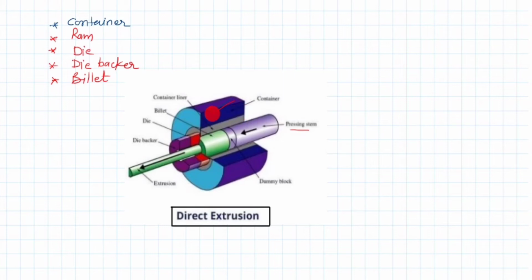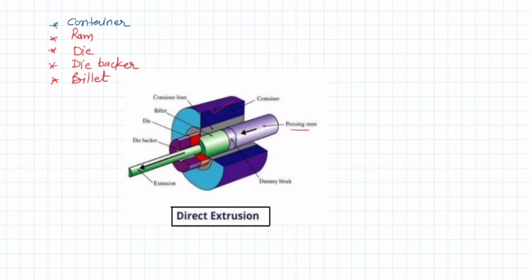So this is the container. This red colored one is the die of the desired shape. This is the die backer, and this is the initial workpiece stock, which is in the form of a billet, and this is the ram which will be used to compress it.